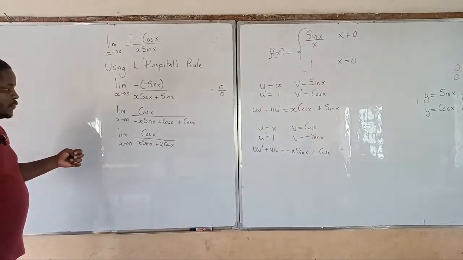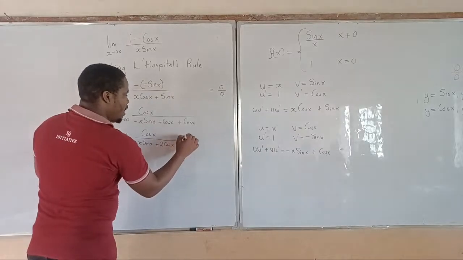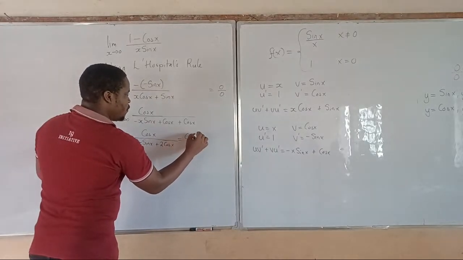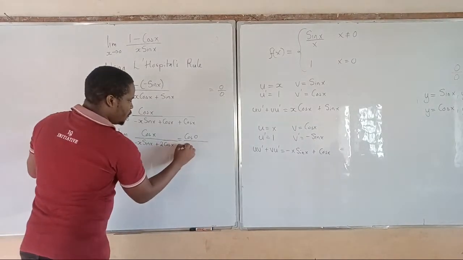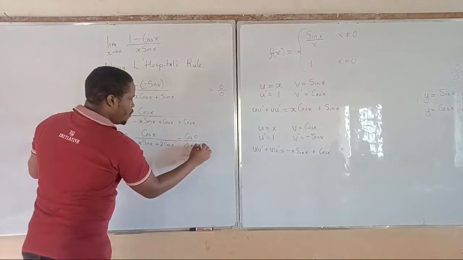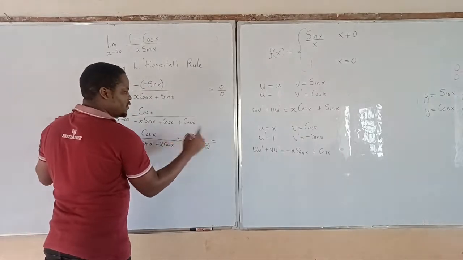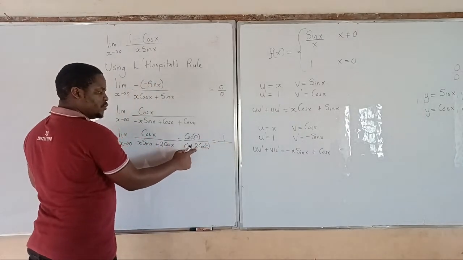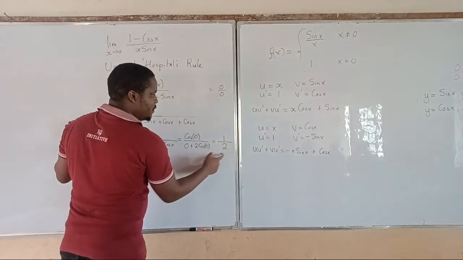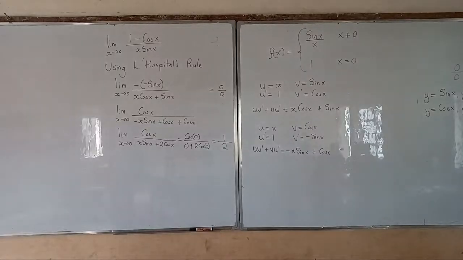Now let's apply the limit. We see if we get what we want. Where there's x, let's put a 0. We'll have cos 0. If we put a 0 here, this whole thing will just be a 0. So 0 plus 2 cos 0. Cos 0 is 1. 1 times 2 is a 2. So our answer is 1 over 2. As simple as that.